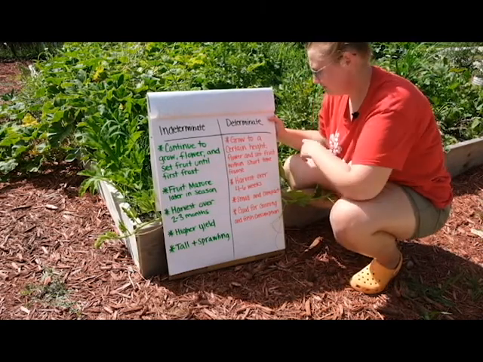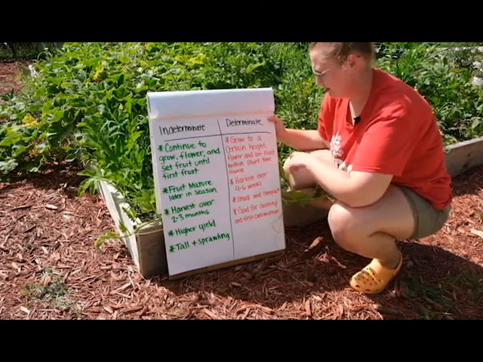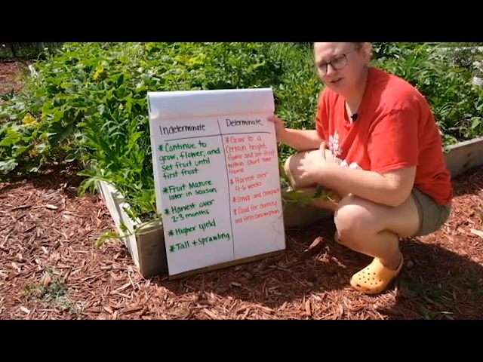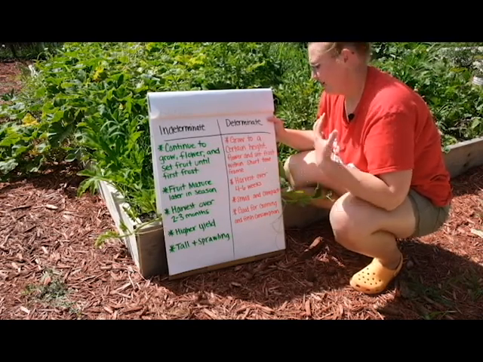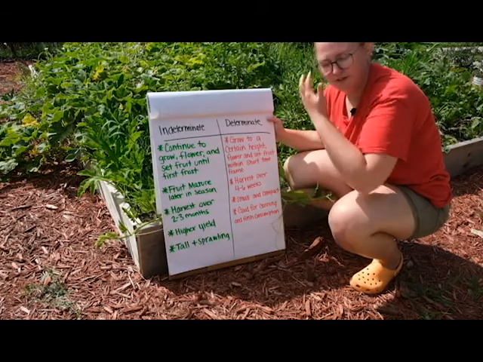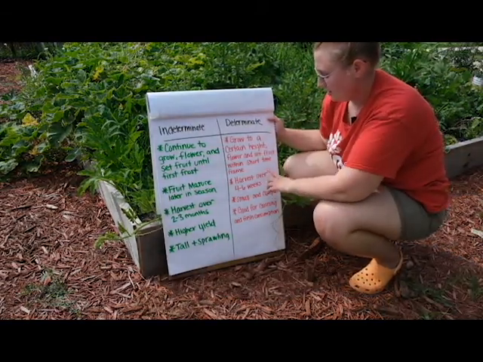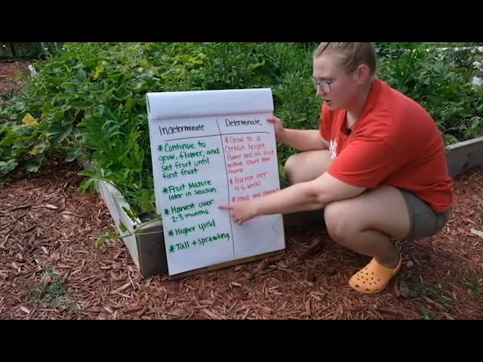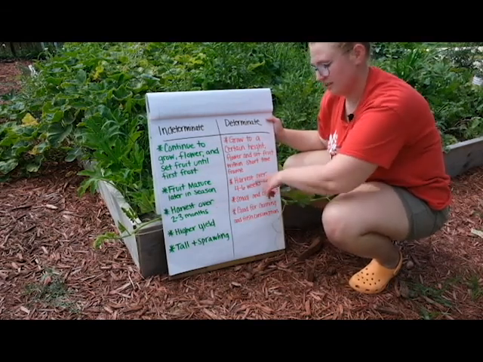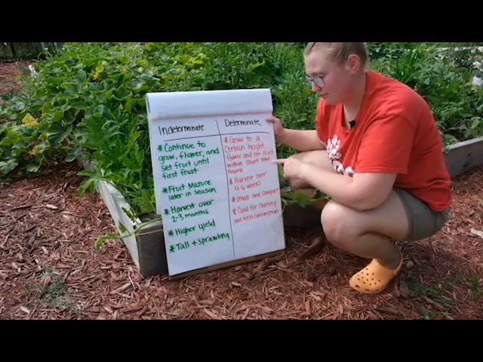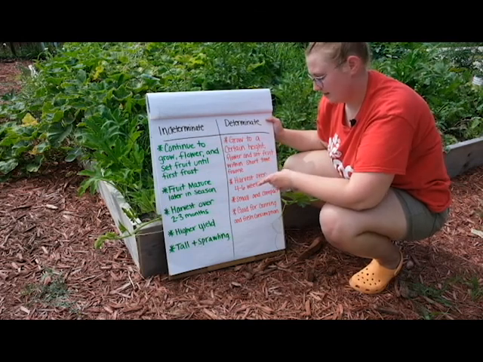So for determinate tomatoes, they will only grow to be a certain height, and they flower and they set their fruit within just a short time frame. The harvest time is significantly shorter than our indeterminate tomatoes, and it's only going to be 4 to 6 weeks rather than 2 to 3 months.